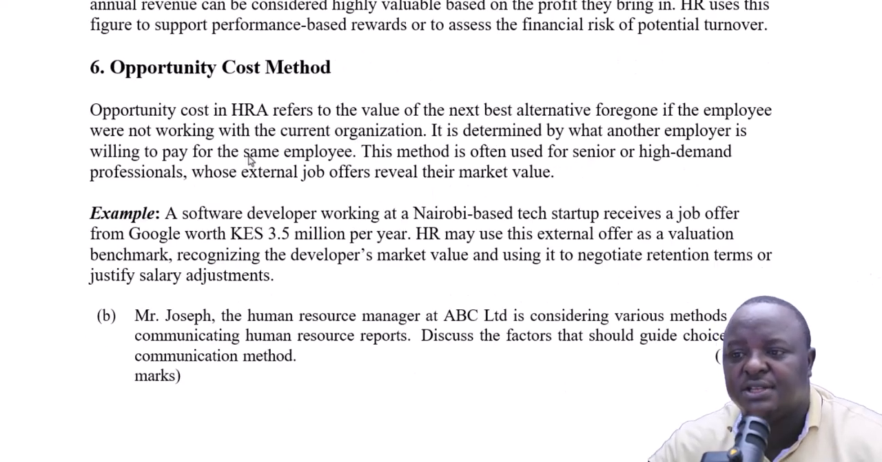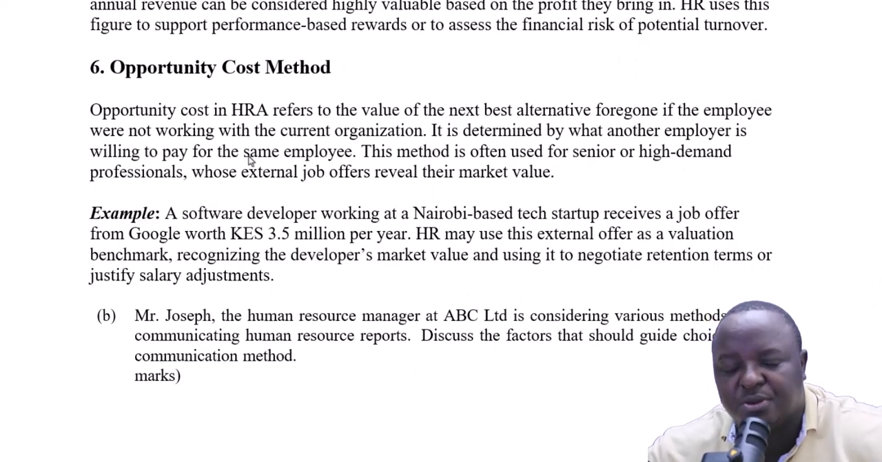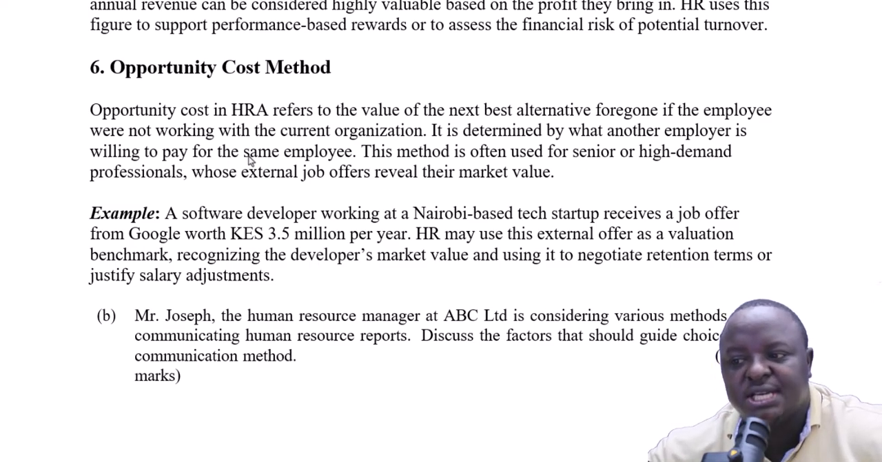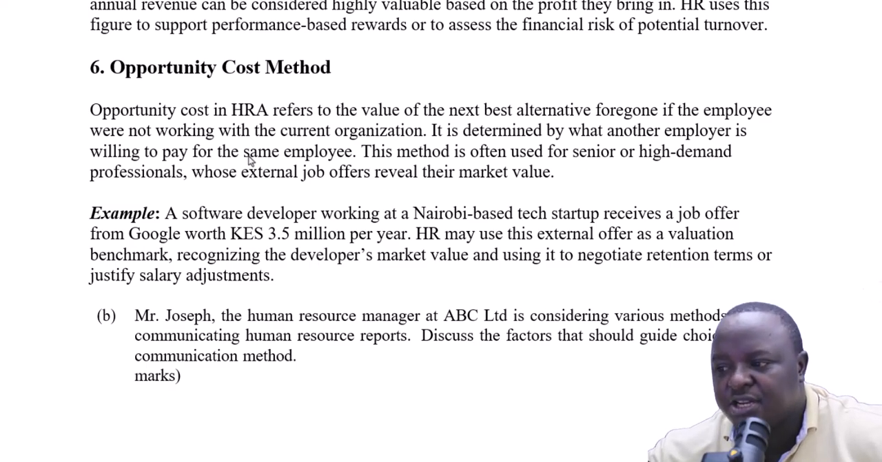Then we have the sixth method, the opportunity cost method. The opportunity cost method in human resource accounting refers to the value of the next best alternative forgone if the employee were not working with the current organization. So it is determined by what another employer is willing to pay for the same employee. This method is often used for senior or high-demand professionals whose external job offers reveal their market value.